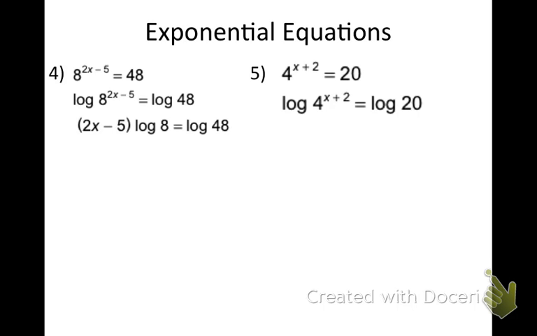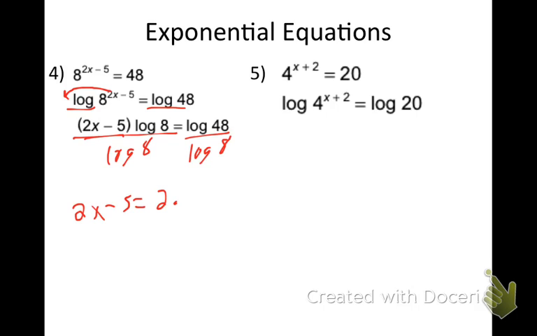So number 4. I have 8 to the 2x minus 5 equals 48. Notice we logged both sides. We pulled the 2x minus 5 to the front. What would be my next step here, Melody? What would I want to do next? Divide both sides by log 8. So I get 2x minus 5 equals, what's log 48 divided by log 8 to 4 decimals? 2 point what? 160.